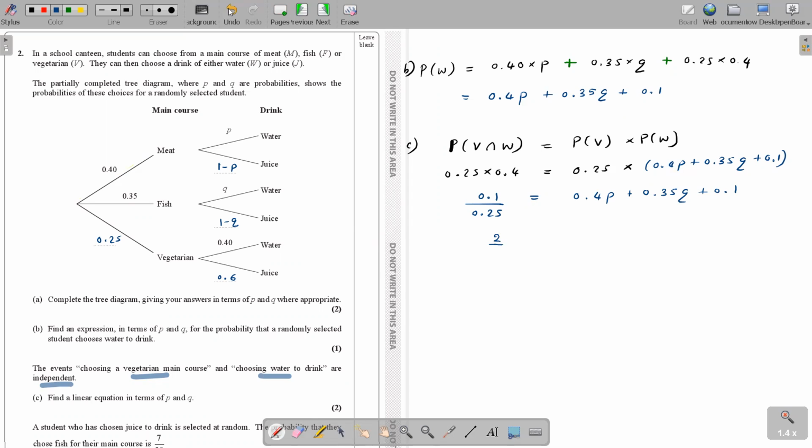We put 0.4. Take the 0.1, subtract: 0.4 minus 0.1 is 0.3. Okay, it's minus.